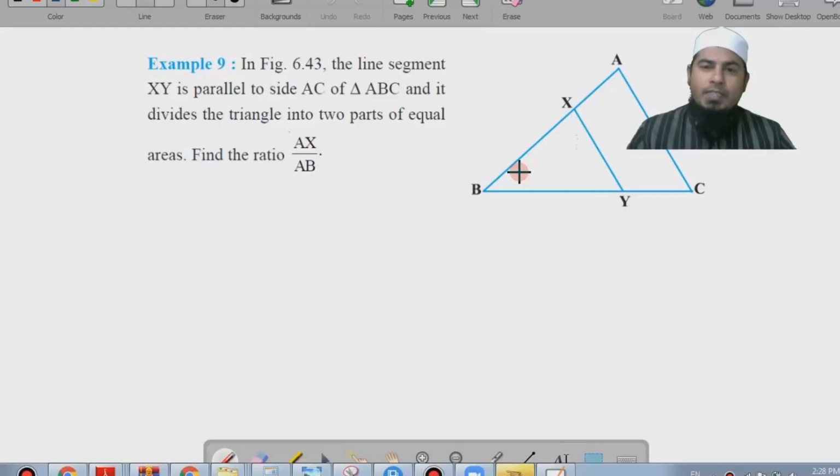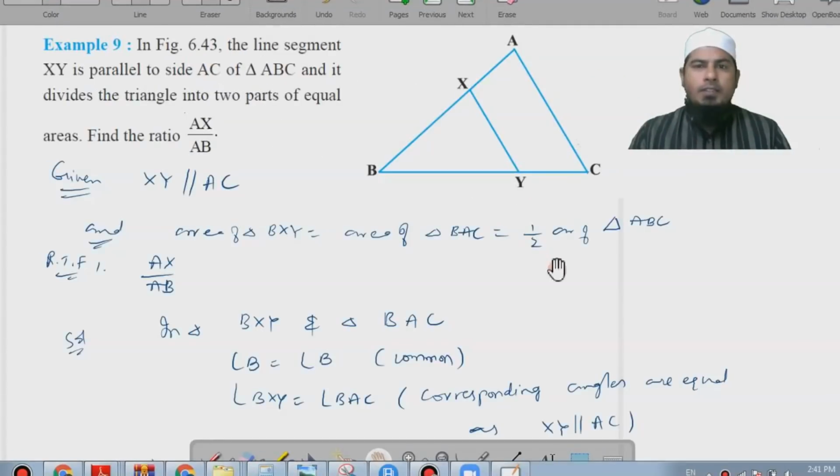Orally, if we discuss this, XY is parallel to AC, so we can prove that triangle BXY is similar to triangle BAC. The areas of BXY and XYCA, the two parts, are equal. It means the BXY area will be half of ABC, and from the theorem that the ratio of the areas of two similar triangles is equal to the square of the ratio of the corresponding sides, we get the solution. Let us discuss.